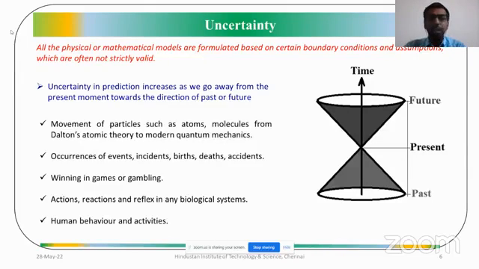In day-to-day life, we can observe the uncertainty in the movement of particles such as atoms and molecules, and in the occurrence of events, incidents, birth, death, accidents. These are all uncertain. Winning a game, any action or reaction in our biological system, our human behavior, our activities, all are uncertain. So it is a great challenge to quantify this uncertainty.